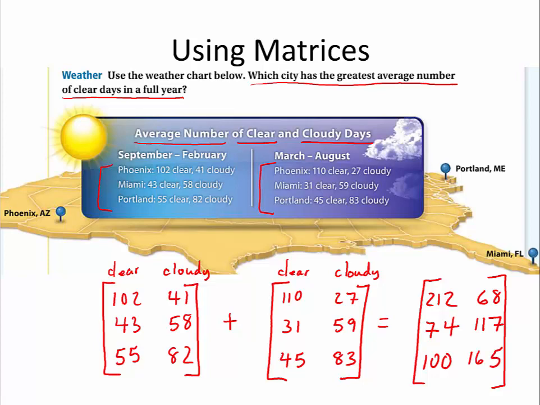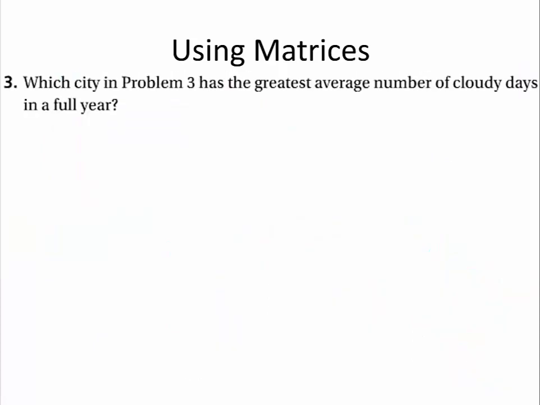So let's go back to the question at hand. Which city has the greatest average number of clear days? So basically, which one had the most clear days? Remember, the first column meant clear. So let's look at the clear column. Which one had the most? Yep, you got it. This one, which is Phoenix. So answer the question. Phoenix had the most number of clear days on average. All right, so that wasn't so bad, right? Let's take a look at our next one.